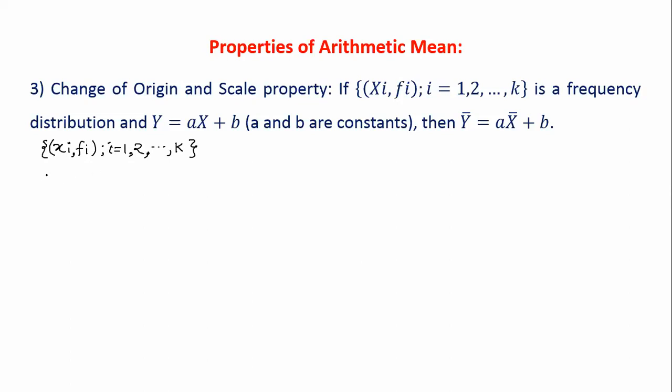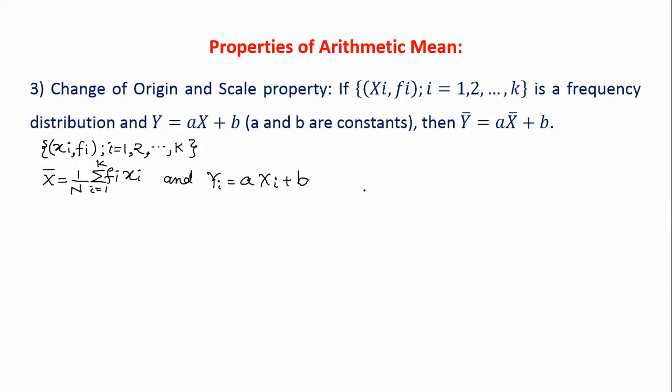And here x bar is equal to, we know the formula, summation f_i into x_i, i from 1 to k, divided by the sum of all the frequencies, that is capital N. This is the formula. Okay. And further, we are introducing another variable: y_i is equal to a into x_i plus b, where a and b are any arbitrary constants. See, the original variable is x and the newly introduced variable is y.